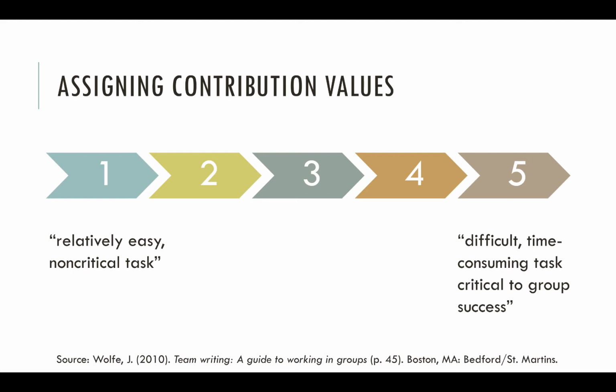One way to do this, according to Wolf, is to assign each task a contribution value on a scale of 1 to 5, where 1 is a relatively easy, non-critical task, and 5 is a difficult, time-consuming task critical to group success. Then, when you're assigning tasks, you can make sure that each team member's contribution values add up to approximately the same number. Something Wolf warns against as you do this is the tendency to underestimate how much time writing tasks take and to overestimate how much time technical tasks take. So keep that in mind as you estimate contribution values.